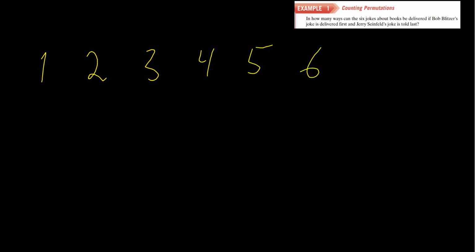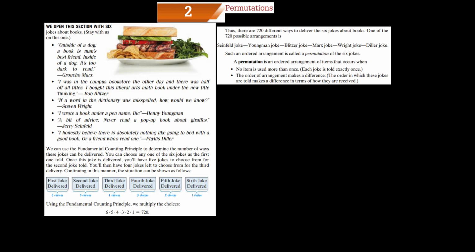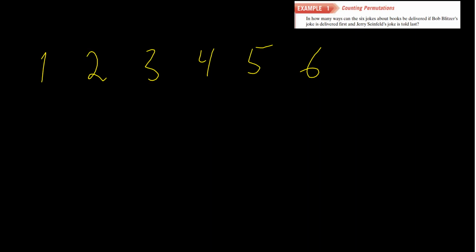Okay, so for our first joke, and I didn't really go over the author of these jokes, but looking here, the very first one was Groucho Marx, the second one was Bob Blitzer, the third one was Stephen Wright, the fourth one was Henry Youngman, the fifth one was Jerry Seinfeld, and the sixth was Phyllis Diller. Okay, so we're going to tell 6 jokes, and we want to know how many different ways we can deliver these 6 jokes if the first joke was Bob Blitzer's joke and the last joke is Jerry Seinfeld's joke.